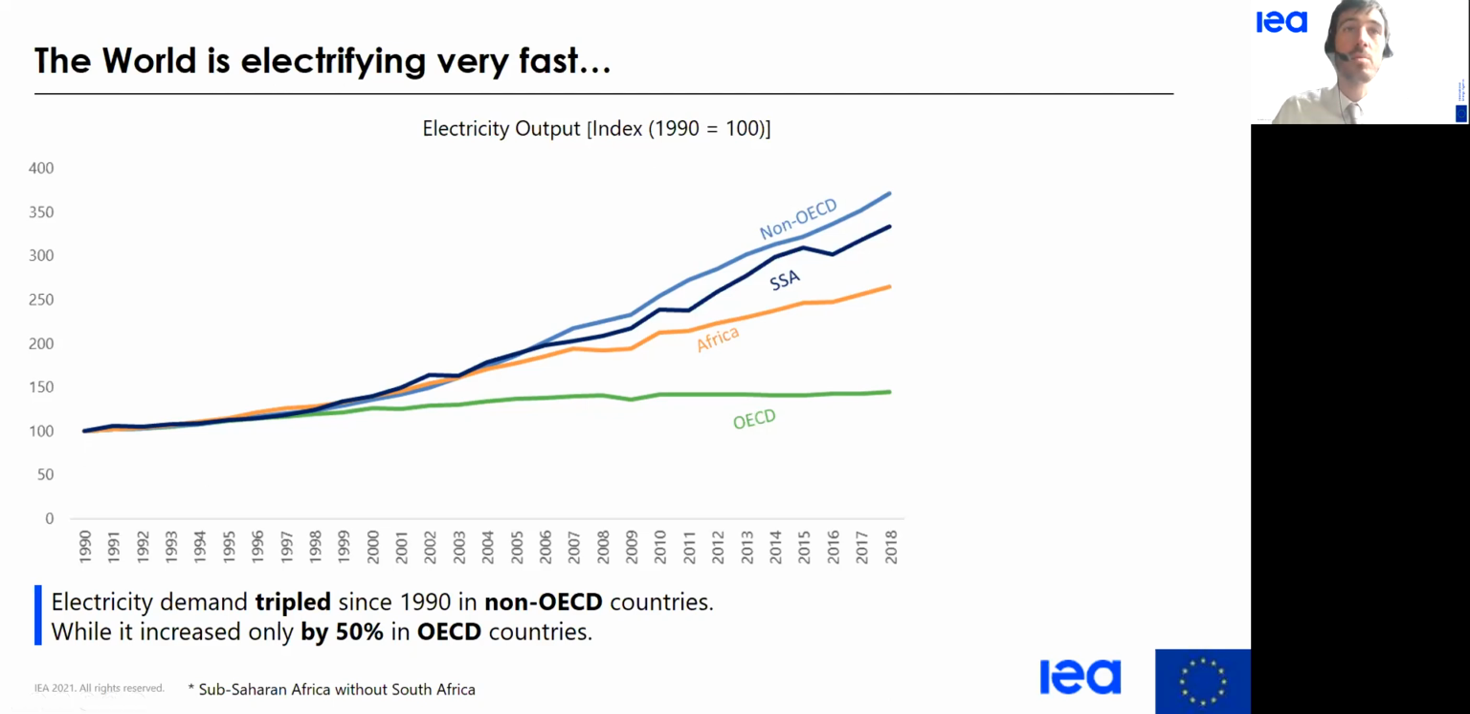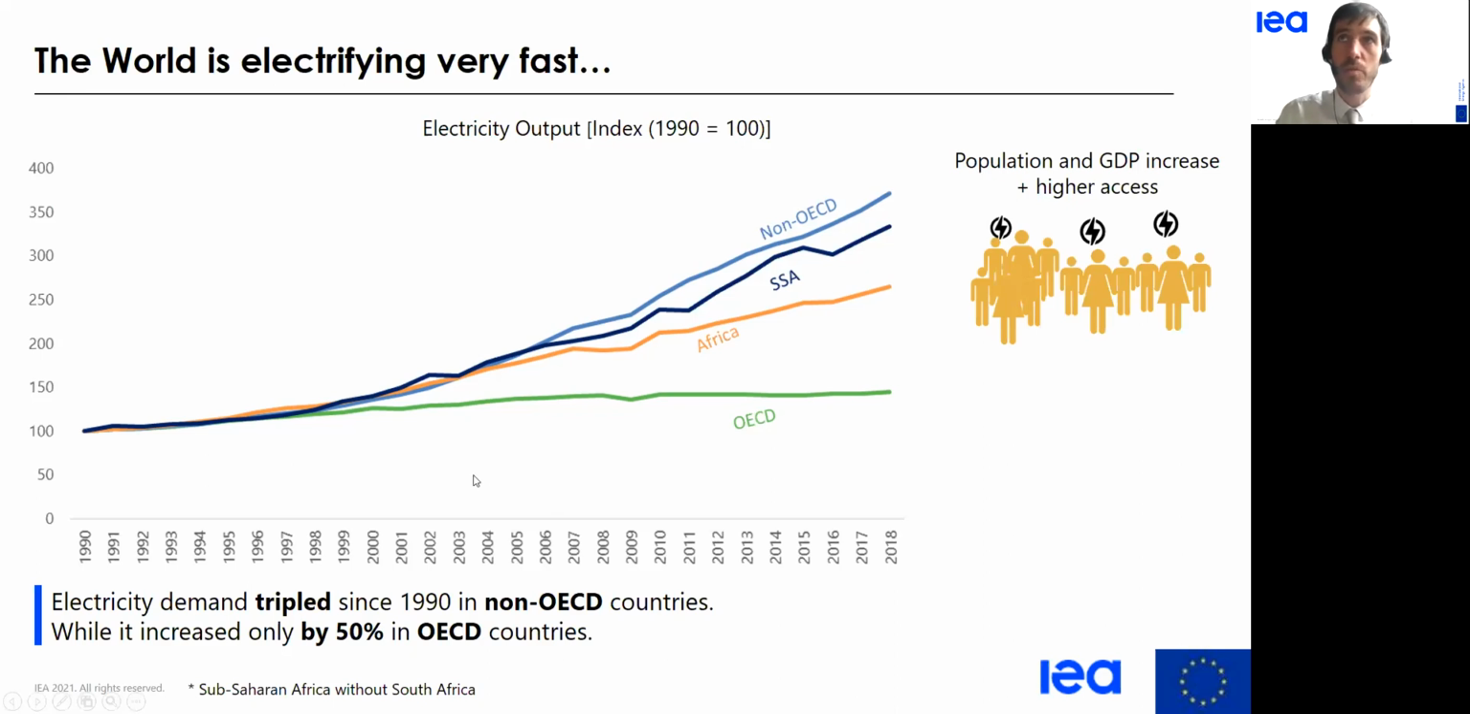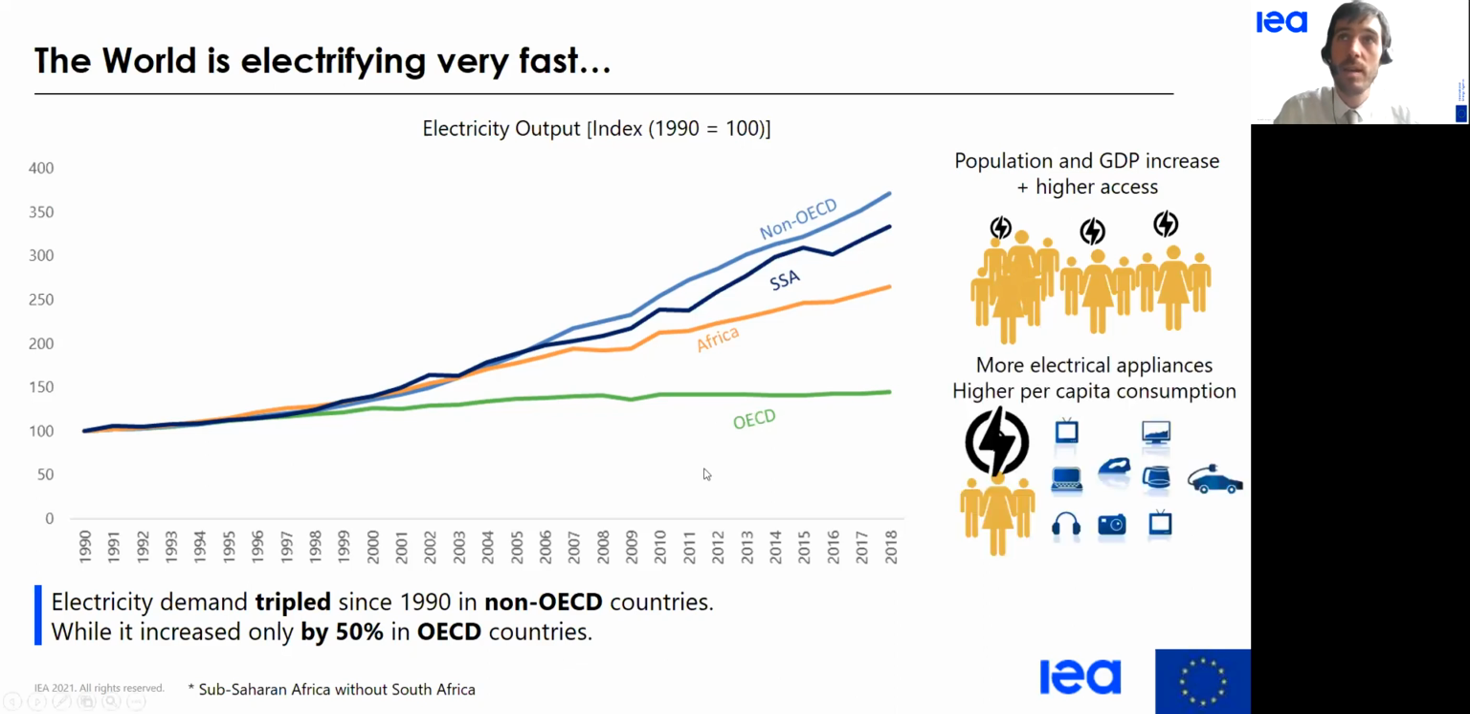You can see that it has almost tripled in Sub-Saharan Africa, and it has not increased so much in OECD countries. This comes from bigger population, higher GDP, higher rate of access, so more population connected to electricity, but also because when we look at the per capita basis, there is more consumption, because a household will have more appliances, more needs for electrical services like lighting, powering appliances, cooling, etc.